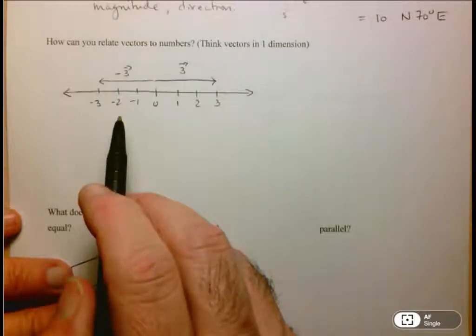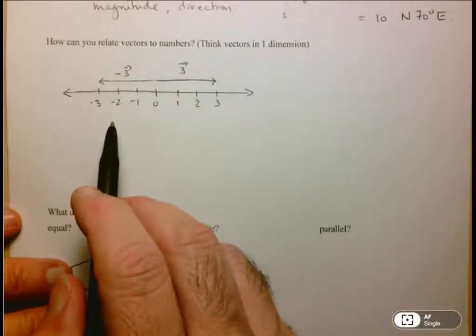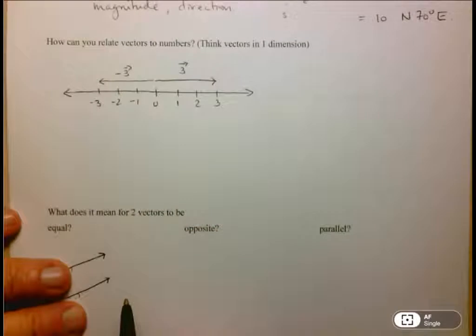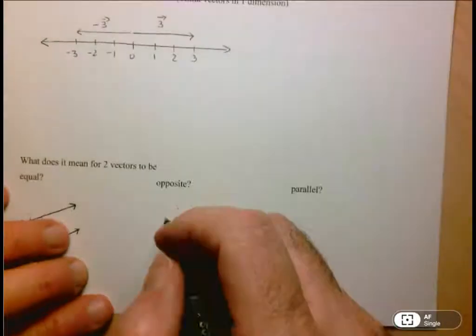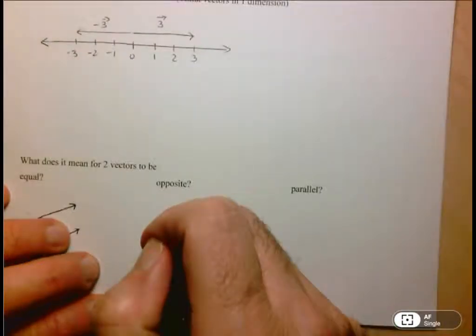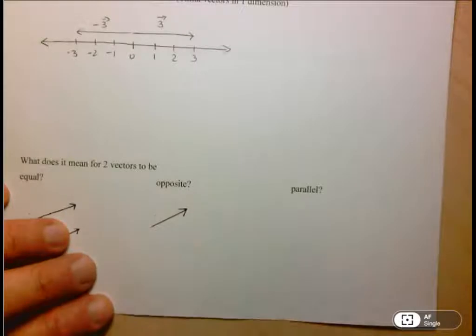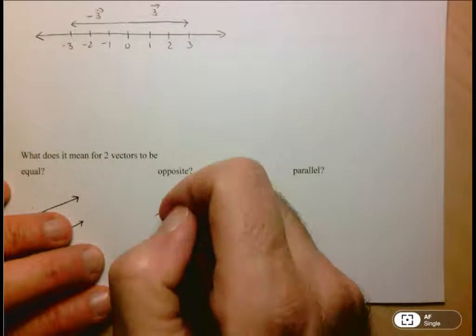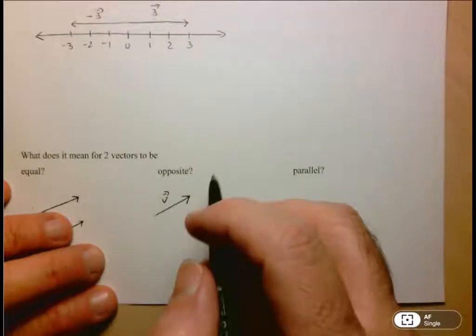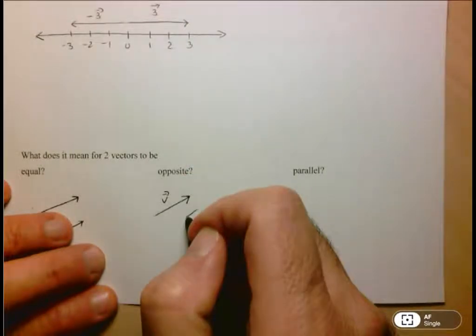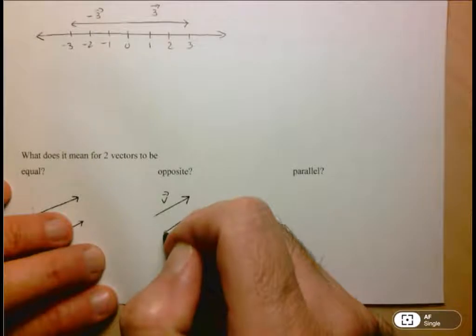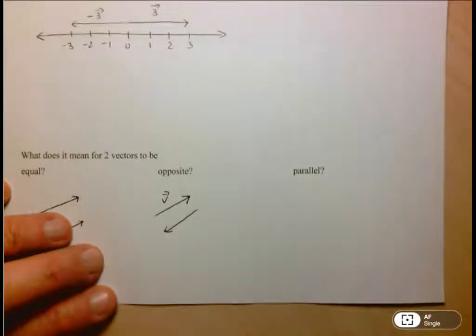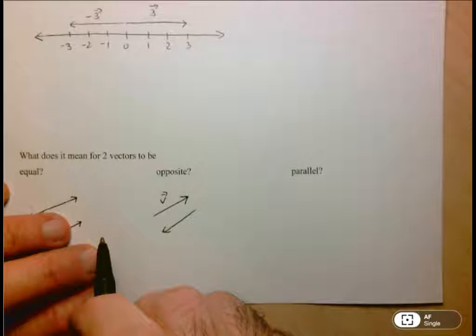If my original vector is pointing towards the right, the opposite vector points towards the left. Okay? Whereas here, if I'm drawing any vector on my sheet of paper, well, if that's my vector v, okay, the opposite vector to v will just be the exact same magnitude, but just in the opposite direction. Okay?